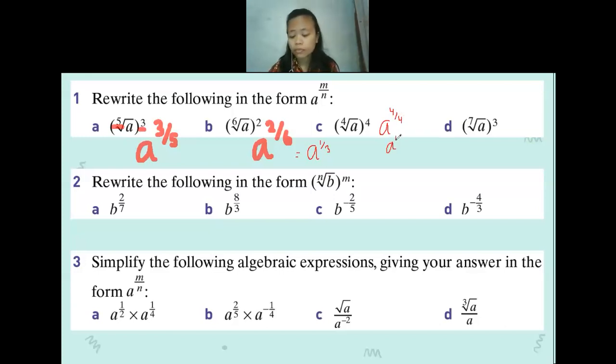No? Okay, if you do not ask me anything, I assume that all of you already understand. So please kindly ask me any question if you have any question. Do not keep being quiet. I will move to the next question, question 2. For question 2, we already have the fractional indices.